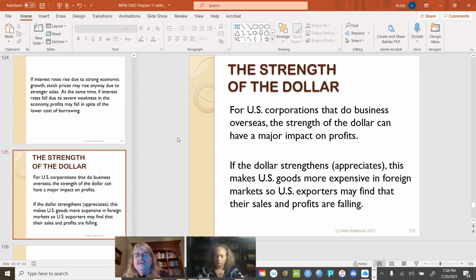So if I'm Apple, and most of the inputs into my iPads are coming from foreign countries, I want the dollar to be as strong as possible, because a weaker dollar means import prices are higher. But every company may be affected a little differently by the strength of the dollar. It depends on whether they're buying foreign products or selling foreign products. So this can have an impact on just about every company, but it could be very different from one company to the next.